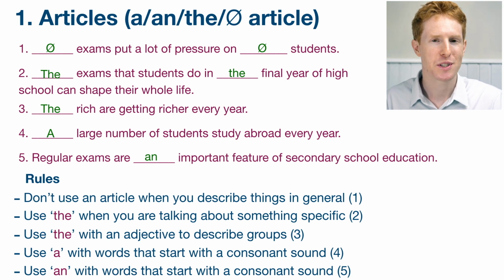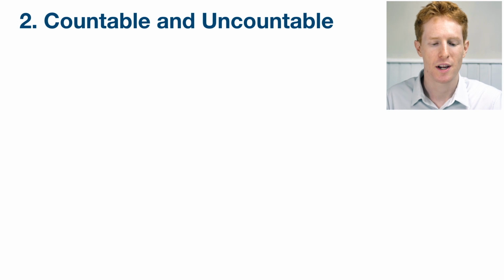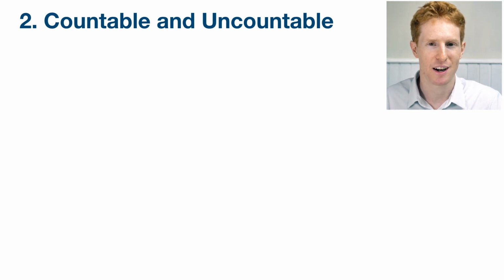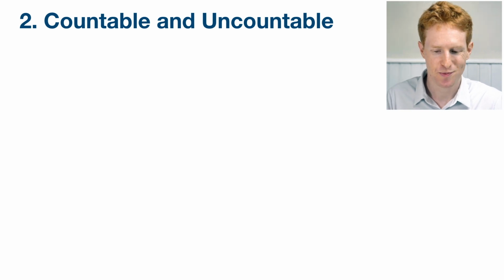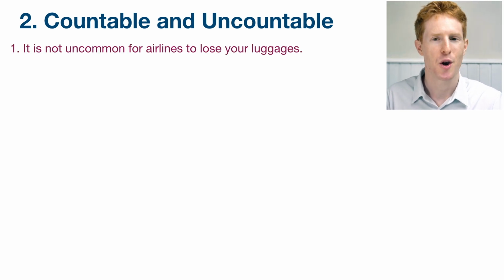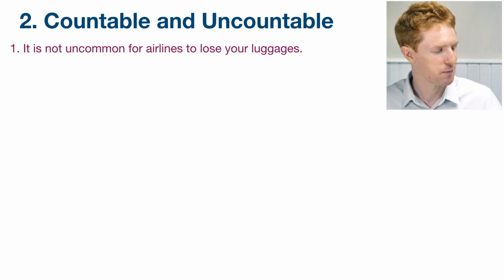Okay, so now that we've looked at articles, it's time to move on to countable and uncountable nouns, which cause a lot of problems for students. Have a look at this sentence and tell me, where is the mistake?